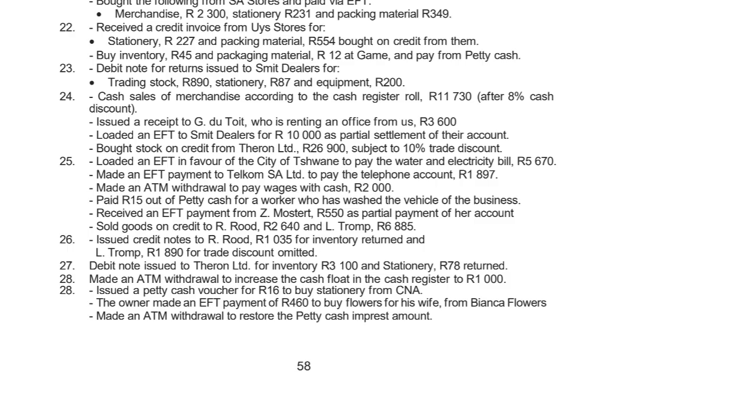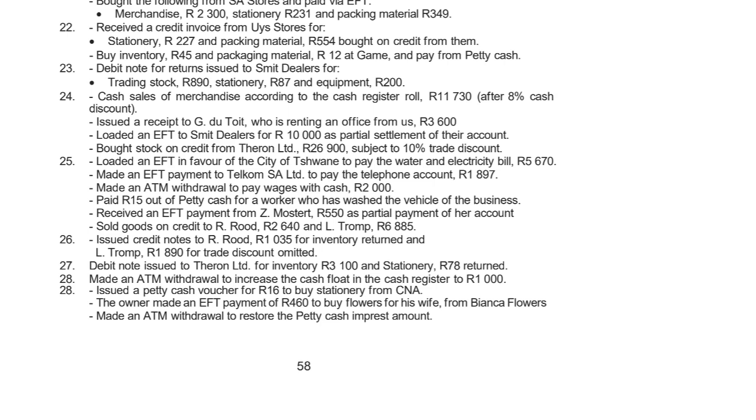Loaded an EFT to Smith Dealers for 10,000 Rand as partial settlement of the account. Bought stock on credit from Tehran, 26,900, subject to 10% trade discount. Loaded an EFT in favor of the City of Tshwane to pay the water and electricity bill, 5670.